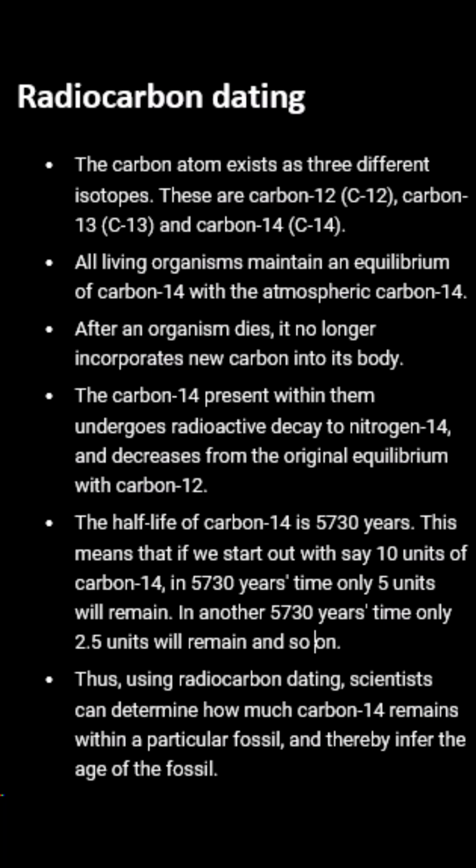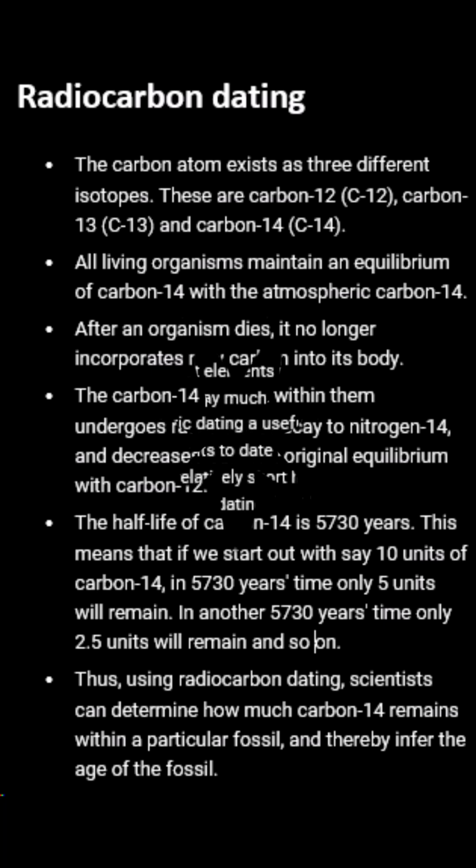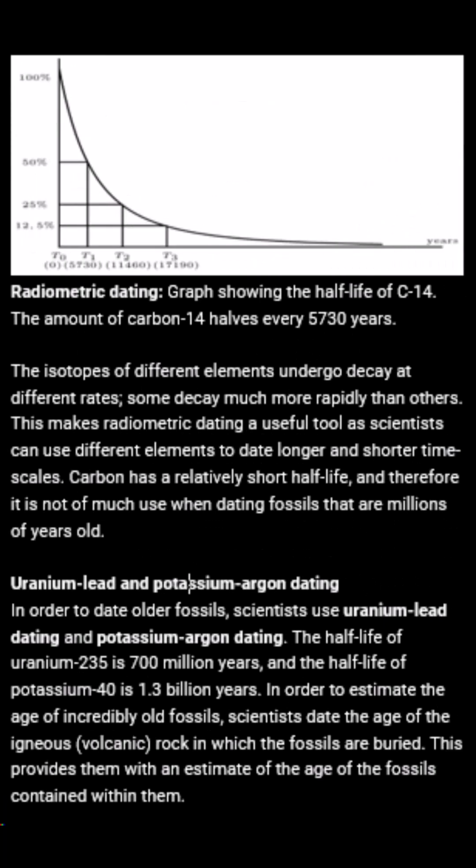Exactly. So for relatively young fossils, things up to maybe 50,000 years old, we can use radiocarbon dating. It looks at carbon-14. See, living things absorb carbon-14 from the atmosphere. When they die, they stop taking it in, and the C14 they already have starts to decay into nitrogen-14. So you measure how much C14 is left. Precisely. The half-life is about 5,730 years, so by measuring the remaining C14, we can calculate when the organism died.